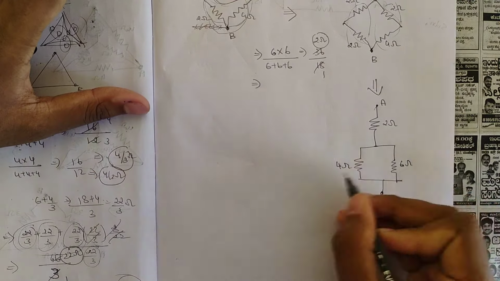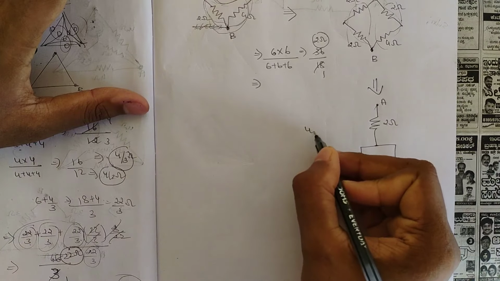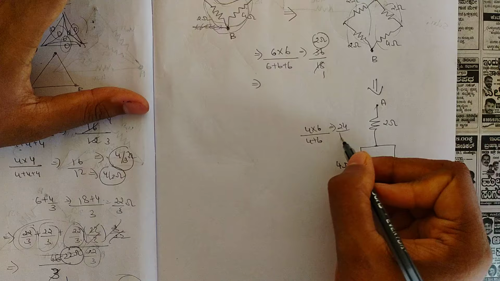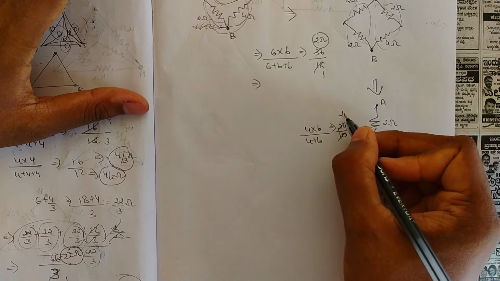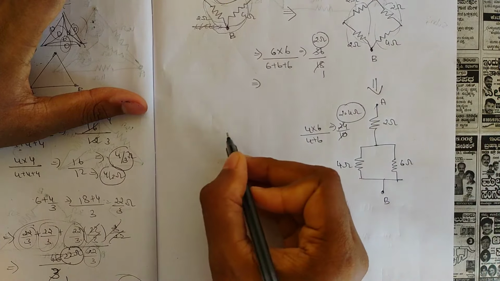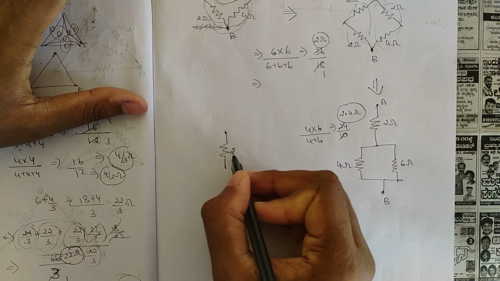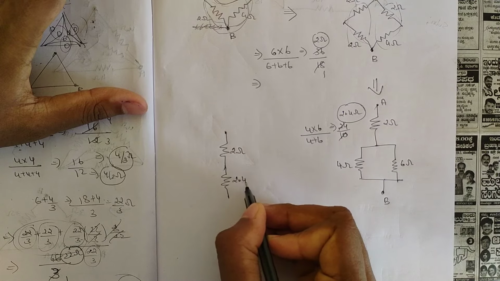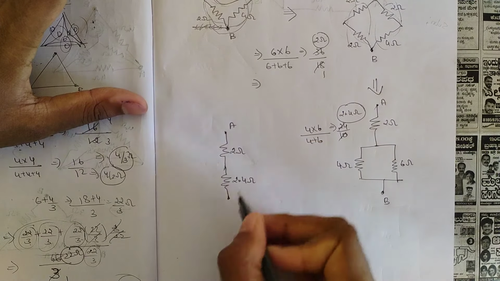Convert it to the equivalent single resistance, that is 4 into 6 divided by 4 plus 6, that is 24 by 10. We would be getting around 2.4 ohm, right? That is, this is 2 ohm. We have converted this into one single resistance, that is 2.4 ohm, A and B.